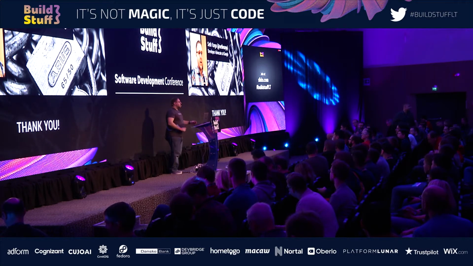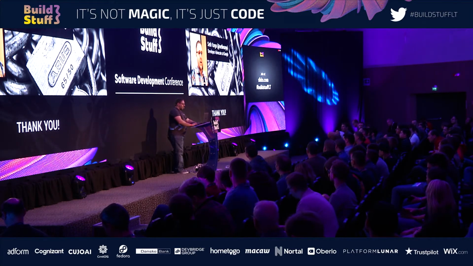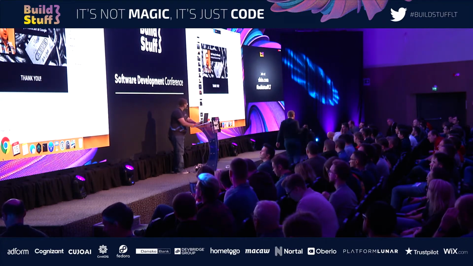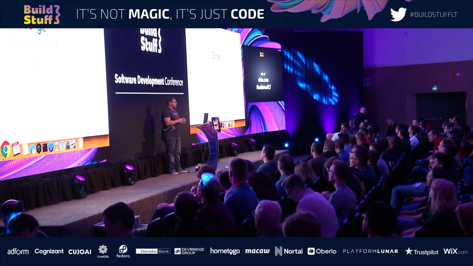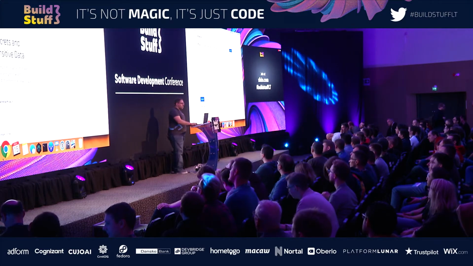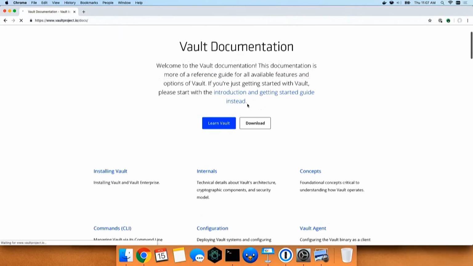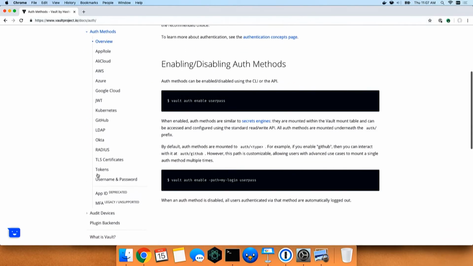So the question is, how do you actually store the credentials for logging onto Vault? It depends on how you want to authenticate. So let me just pull up a browser very quickly. Vault has these things called auth methods, which are pluggable, so you can write your own. But there's a bunch of built-in ones. So here's all of the built-in ones.